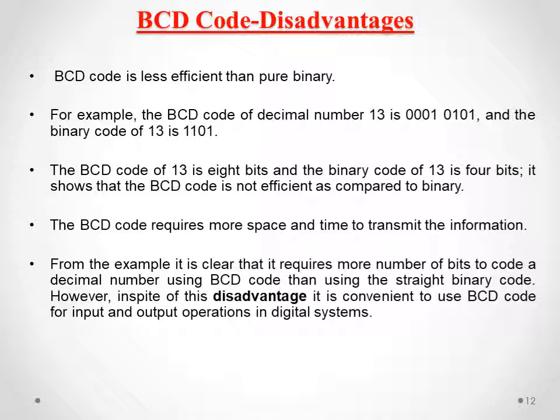The BCD code disadvantages: it is less efficient compared to binary code. For example, the decimal number 13 is represented in BCD with 8 bits. That is, 1 is represented with 0001 and 3 is represented by 0011. But the same decimal 13 represented in binary is with 4 bits only. That is, 1101 is decimal 13 in binary.